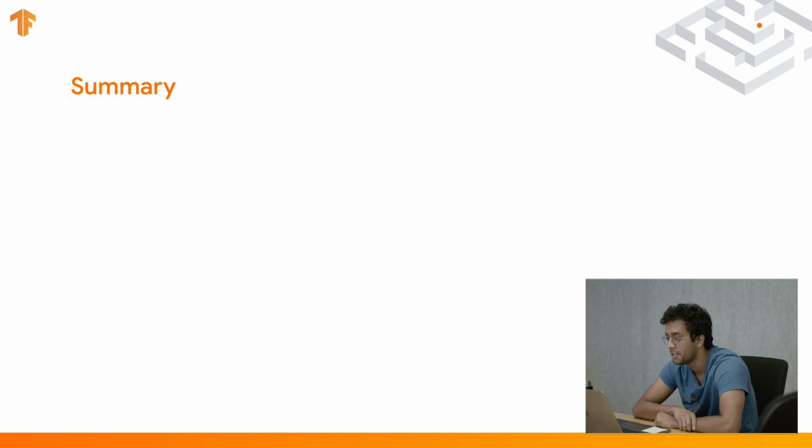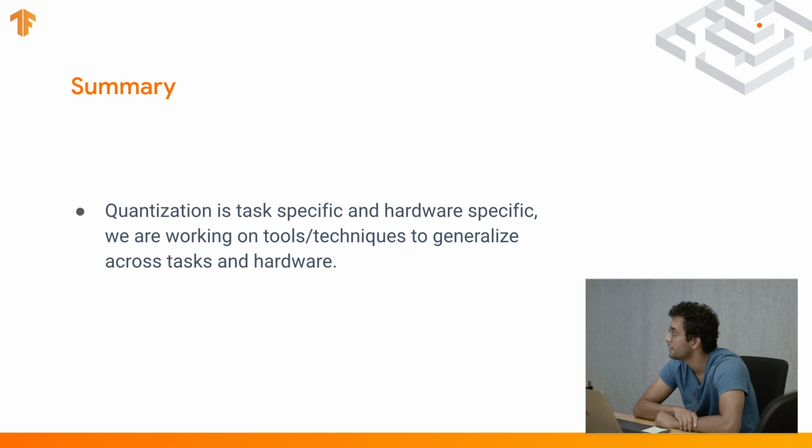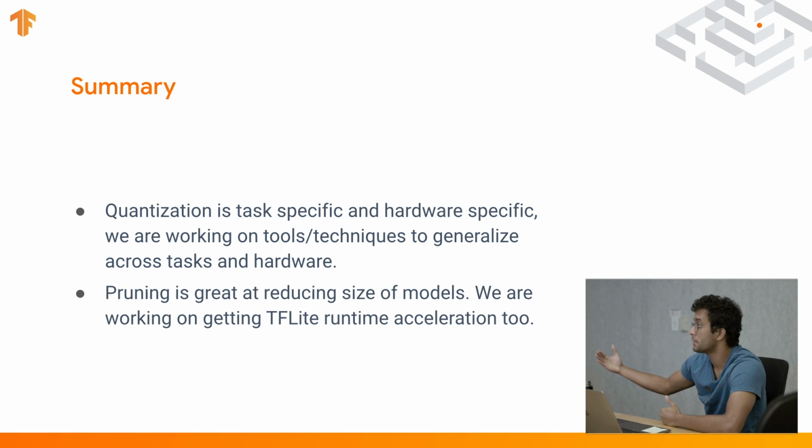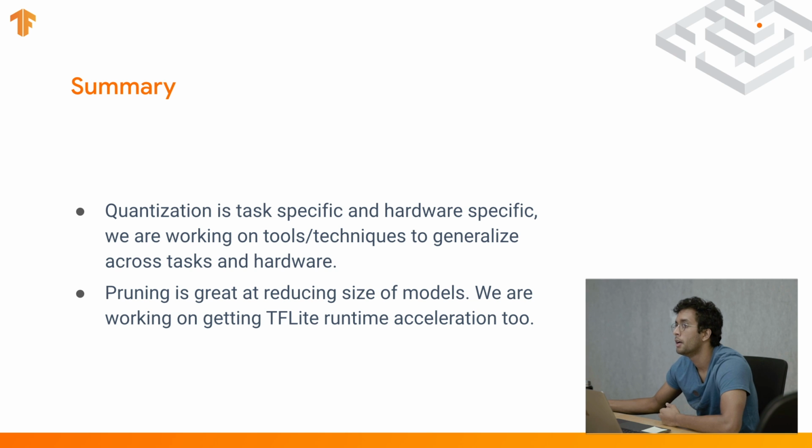In summary, quantization is hard because it is problem specific, hardware specific, and the tools have lots of trade-offs depending on which problem with which hardware. And pruning, we're starting to get into the space of accelerating pruning. Right now it's a great technique for reducing model size, and we need to explore how that's going to look for various hardware. How are we going to expose this in a general way? Otherwise, any questions I can answer.